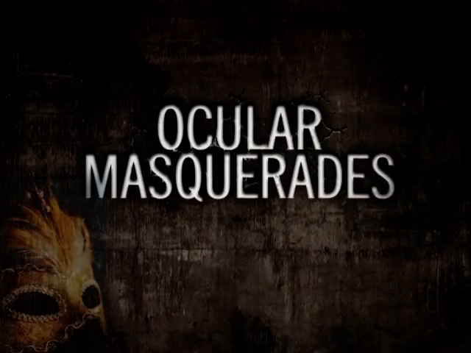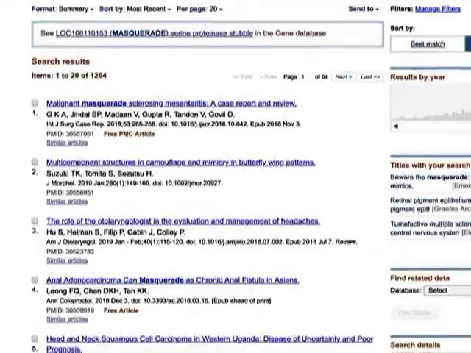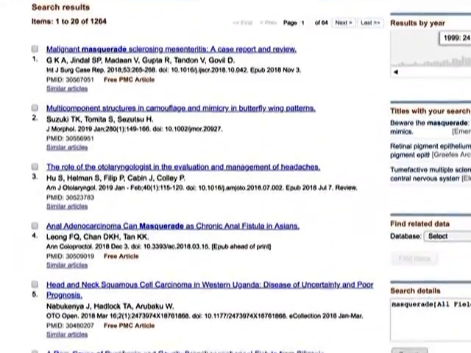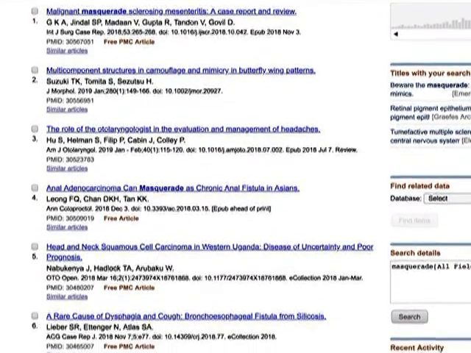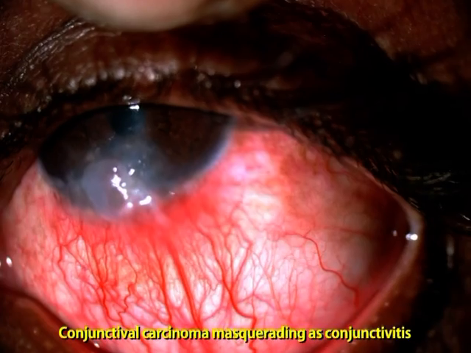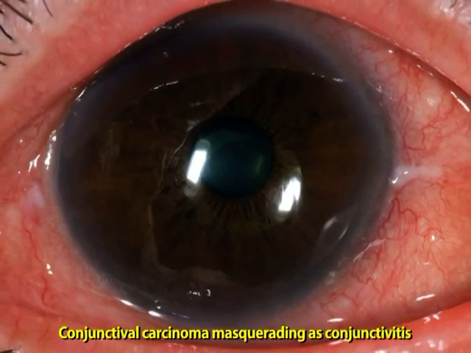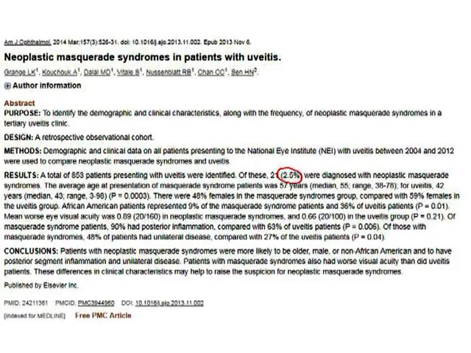Ocular masquerades. The word masquerade comes from the French word masquerade. Masquerades is often used in medical practice for various clinical scenarios. The term was first used in ophthalmology by Theodore to describe a case of conjunctival carcinoma that manifested as chronic conjunctivitis. Today it is used in reference to tumors misdiagnosed as chronic uveitis.